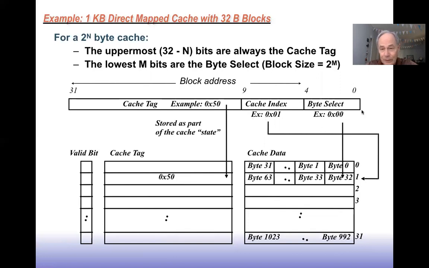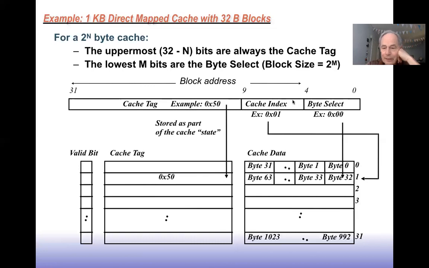And the lowest field is a byte select. When we store data in the cache, it is organized in terms of blocks. In this example, there are 32 bytes in one block. So we can assign the low 5 bits of the address. Since 2 to the 5 is 32, these low 5 bits are used to indicate which byte the address corresponds to. So it's a pointer into the block, which we call the byte select.